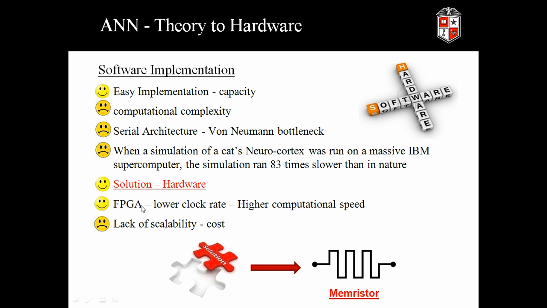As FPGAs offer very high speed using a very low clock rate, they are very suitable for developing smaller applications. But the problem is they are very costly, and they are not scalable in order to implement huge networks like the brain. So the obvious solution they are looking towards is the memristor.